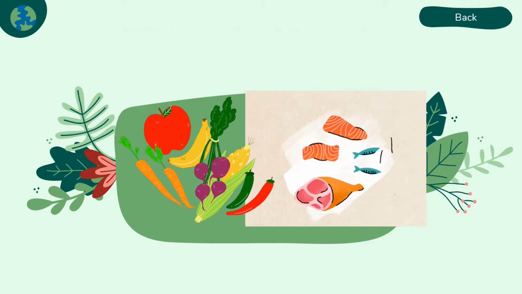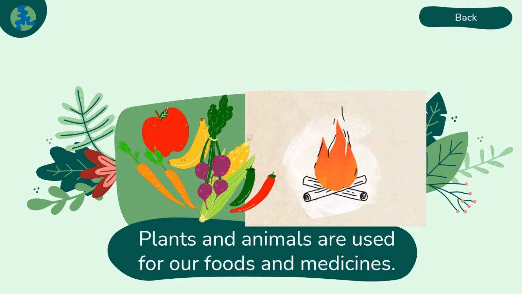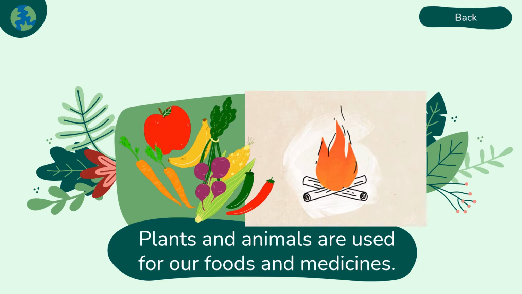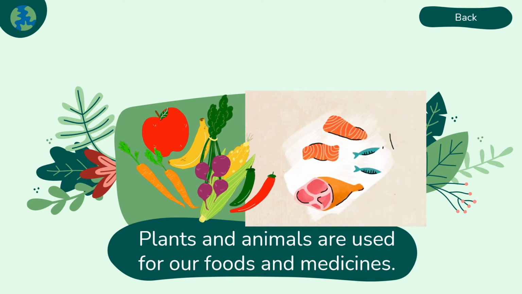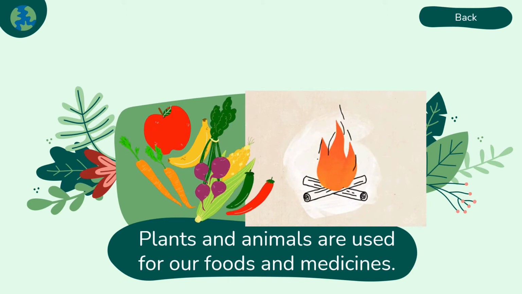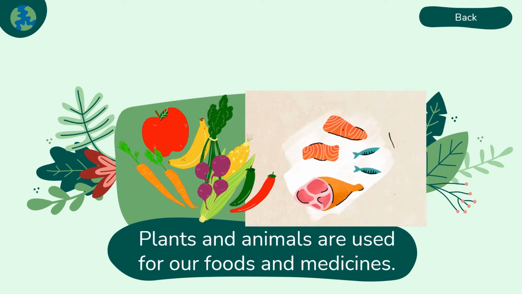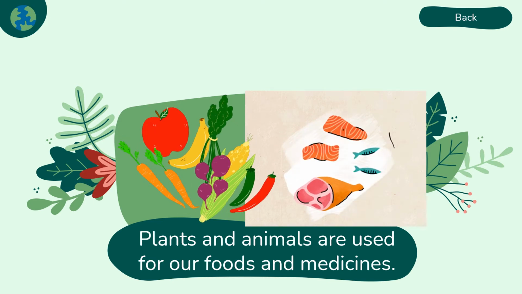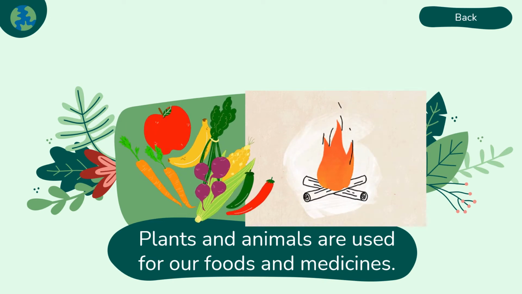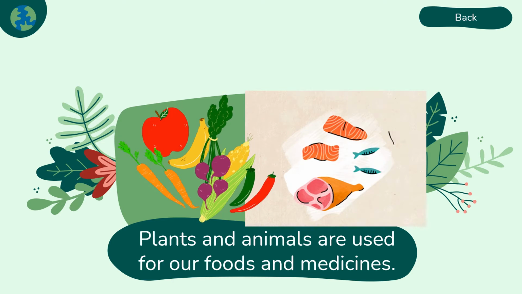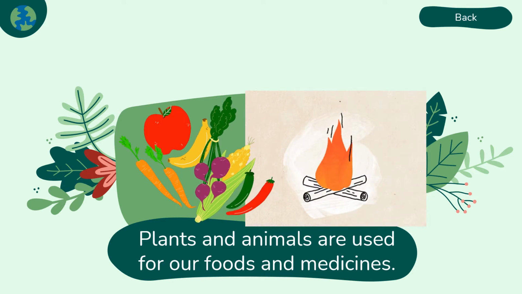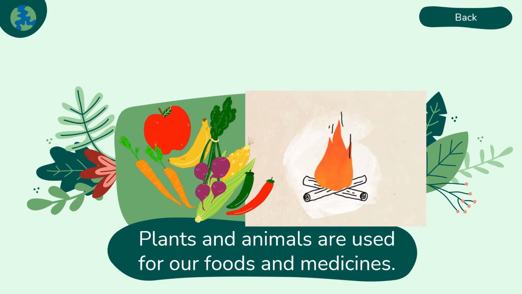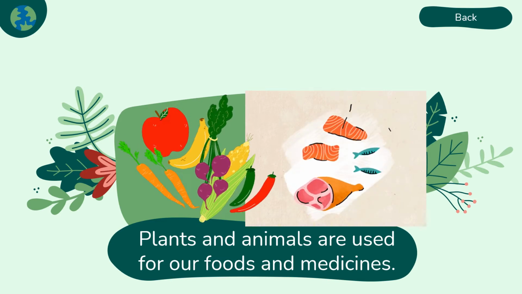Next is plants and animals, which are used for our foods and medicines. We eat vegetables and meats for our daily lives so we can have food, and we use vegetables for medicines. It is healthy for our body.